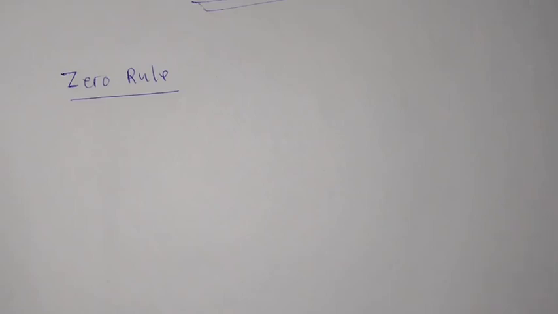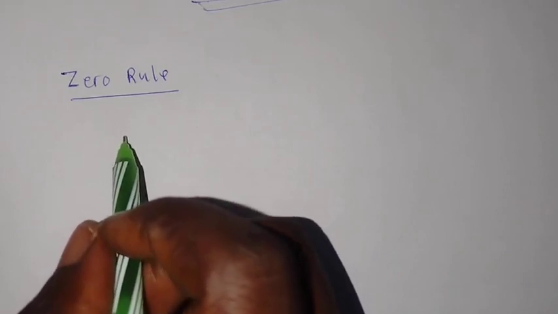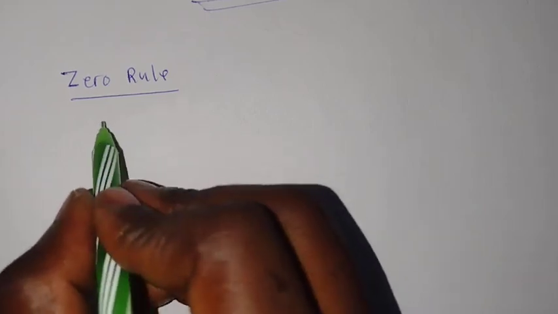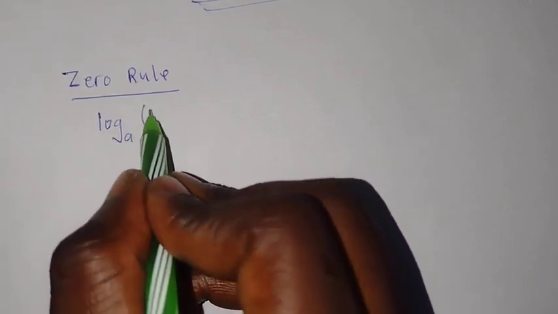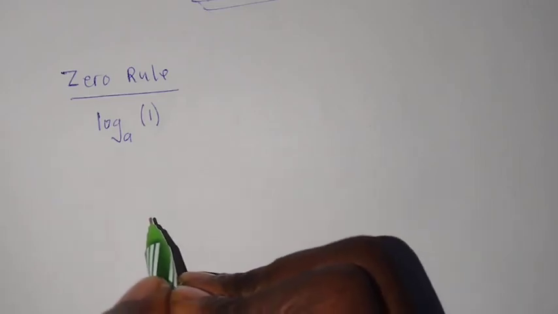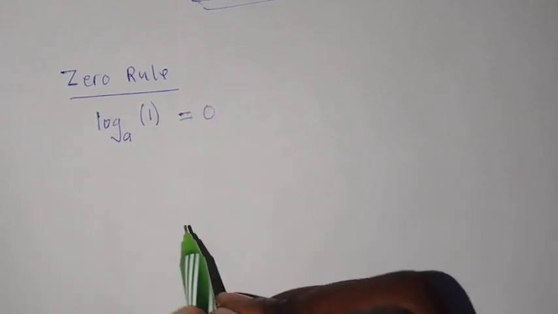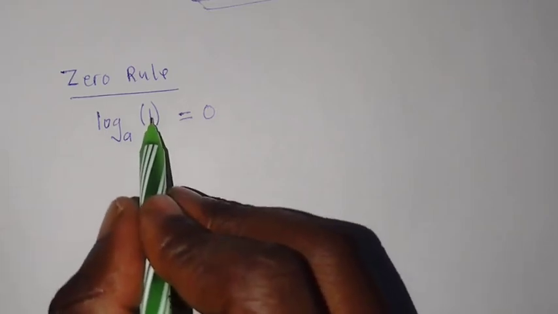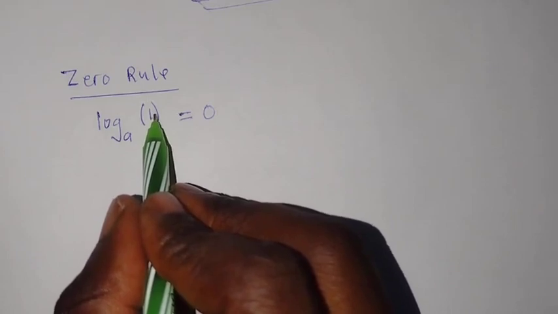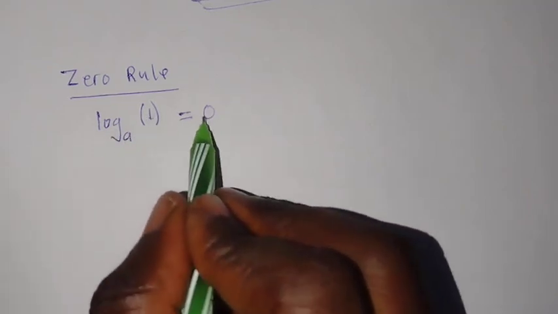All right, so let us now look at the zero rule. So the zero rule, what does this rule state? If you have log with a base of a, then you have a 1 right here, this gives us a 0. So what it means is the logarithm of 1 to any base is always a 0.